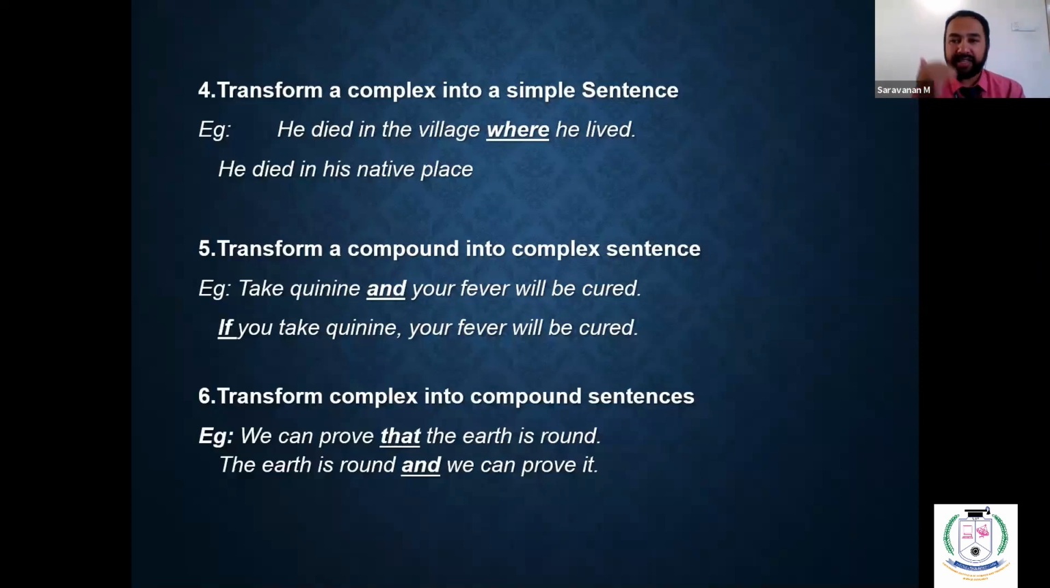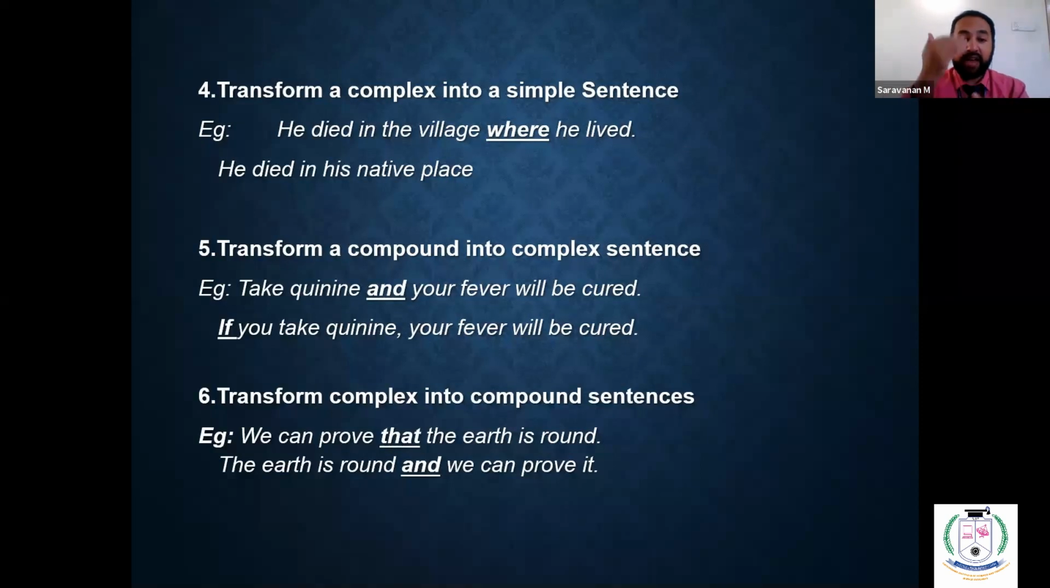Now we will see the next sentence, that is from complex into compound. We can prove that the earth is round. Now, my dear friends, please listen very carefully. Here, the main clause is the earth is round. All of us know that the earth is round. I'm telling you, the earth is round is the main clause. The subordinate clause is we can prove that. So the subordinating conjunction over here is that: we can prove that the earth is round.